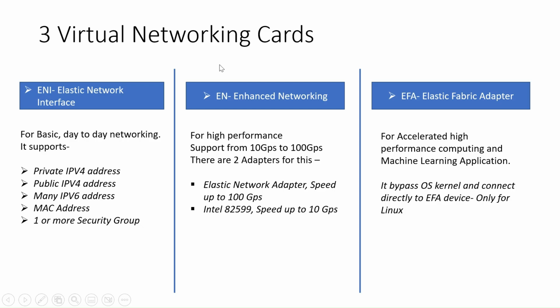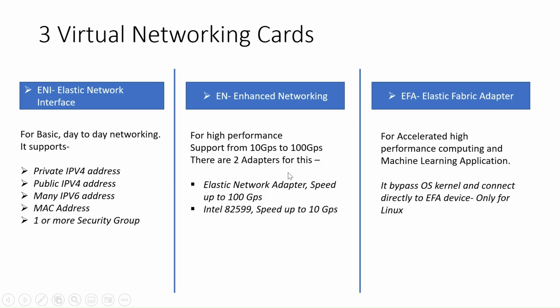There are three different cards for networking. One is the elastic network interface. This is a virtual networking interface card which is used for day-to-day networking. It supports a private IPv4 address, a public IPv4 address, many IPv6 addresses, MAC addresses, and one or more security groups. Then we have enhanced networking. These cards are for high performance, where we want 10 Gbps to 100 Gbps speed. At that time we use this kind of enhanced networking.